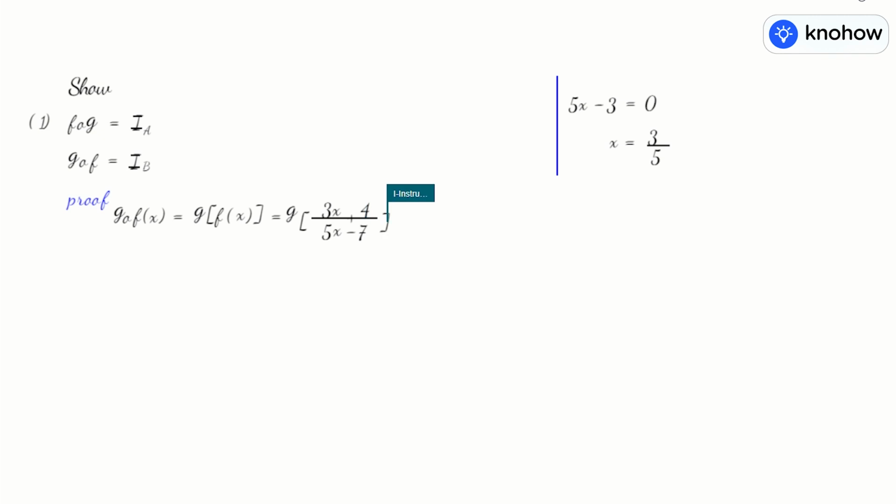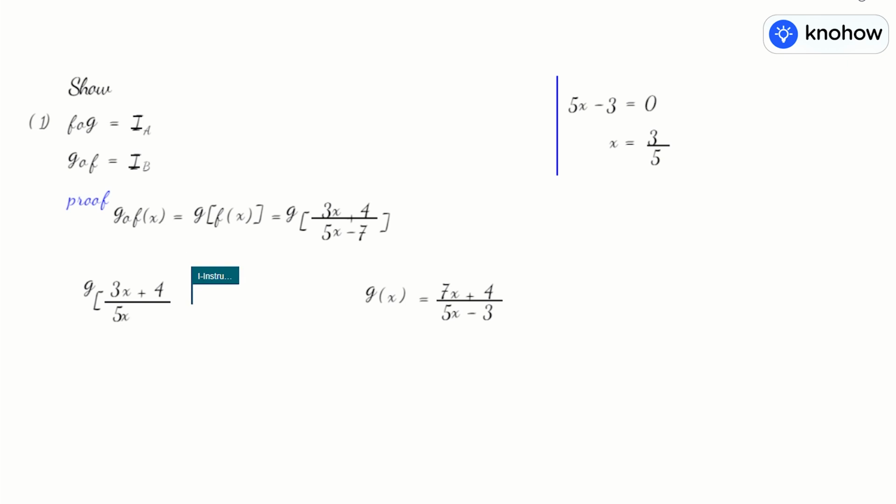And now we have to find the G image of this. Now what is the definition of g(x)? The definition of g(x) is (7x plus 4) divided by (5x minus 3). And when we are finding GOF of x, we have already applied f, so we are at this step: G of (3x plus 4) over (5x minus 7).